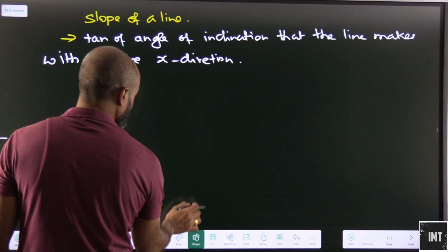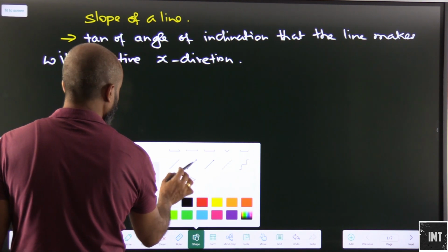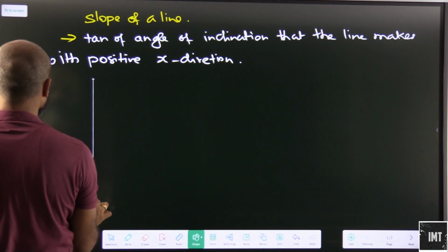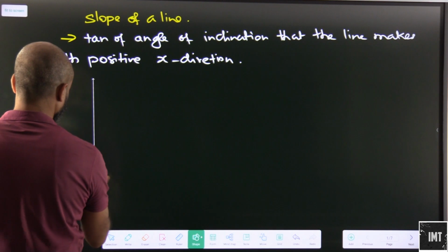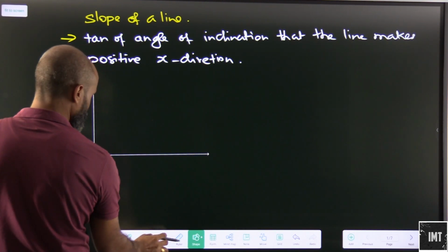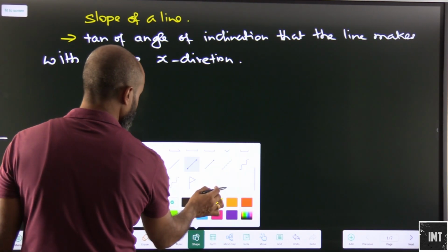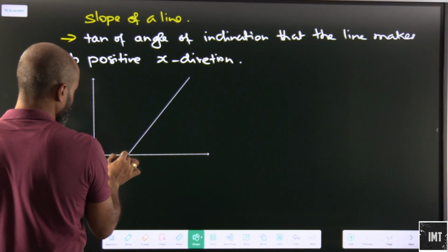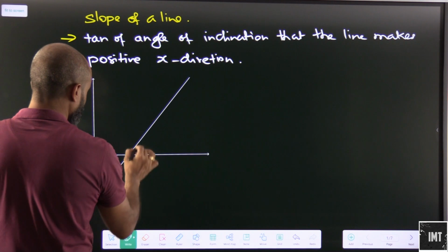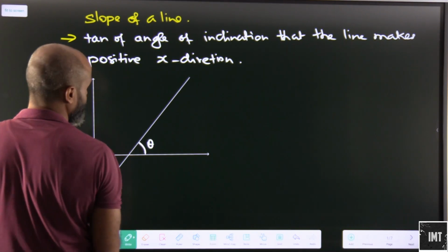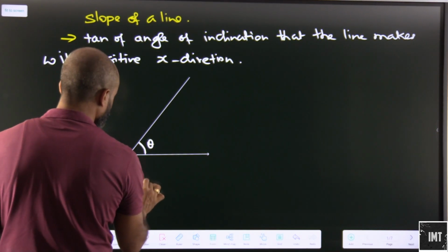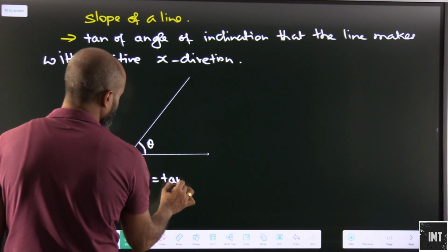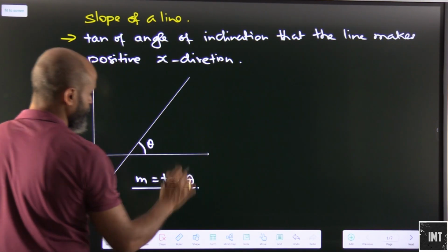So let's do this here. We have a line here. So what will be the slope of this line? This is basically, let's say, any line, and let's say this angle is theta. Okay, so the slope of this line will be m is equal to tan theta.